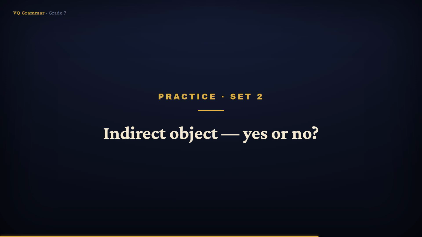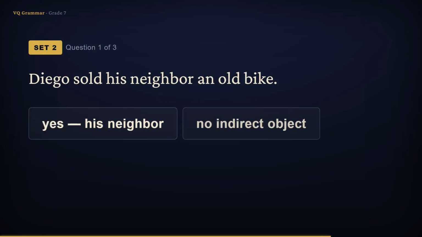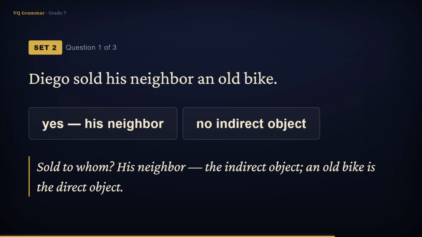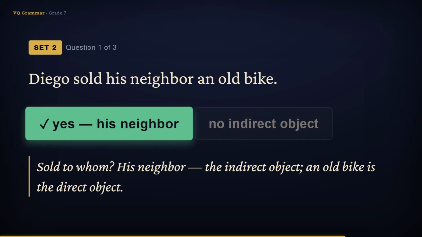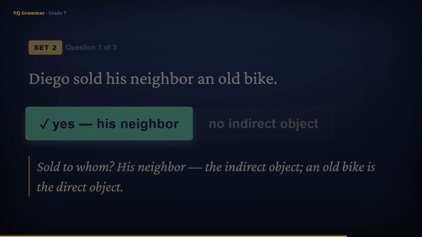In this second set, some sentences have an indirect object and some do not. For each one, decide whether an indirect object is present. Use the to or for test to be sure. Pause and decide before I answer. Diego sold his neighbor an old bike. Try the test. Sold to whom? To his neighbor. That works. So his neighbor is an indirect object, sitting right between the verb sold and the direct object, an old bike. So the answer is yes, his neighbor.